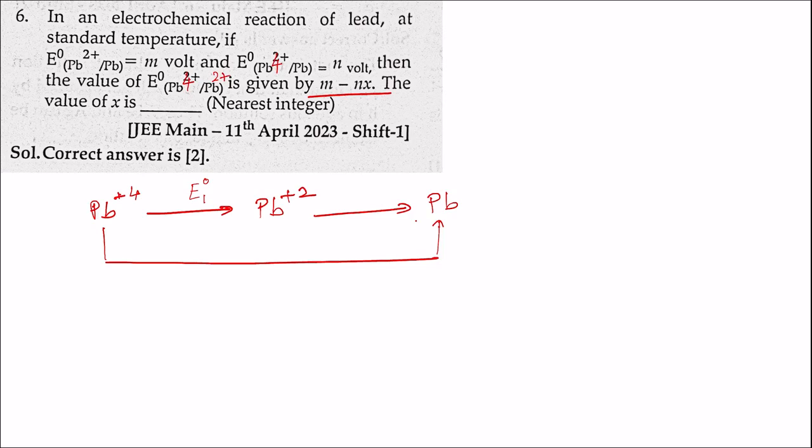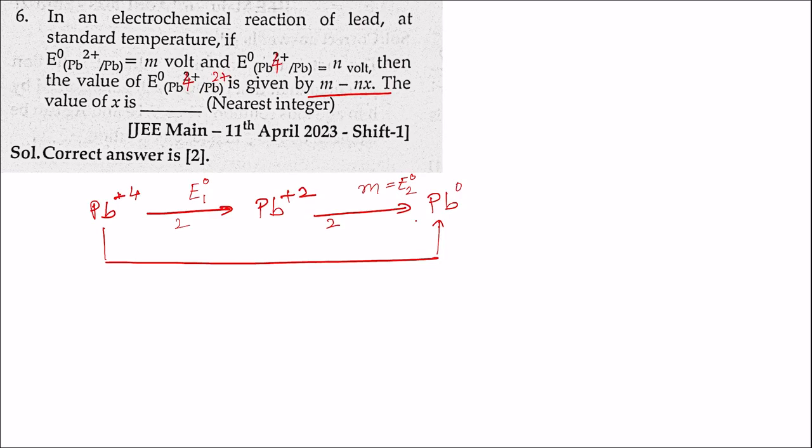Number of electrons involved in this step is 2. Lead from +2 to lead, this is given in the question, the E naught value is given as m volts. Let it be equal to E naught 2. Number of electrons involved in this step is also 2, lead from +2 changing to lead in 0 oxidation state. So total electrons accepted in this step is 2.